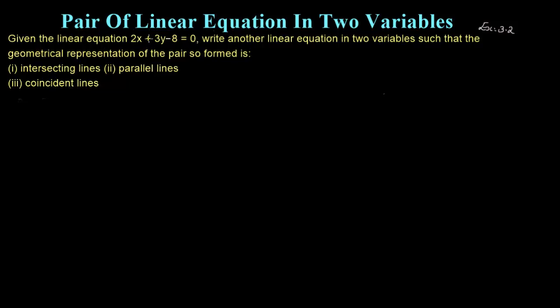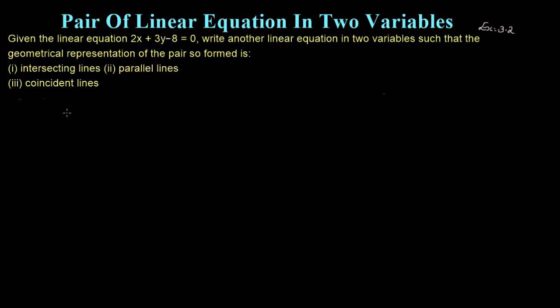So they have given you one linear equation. They need one more linear equation from you by using the same variable. You need to use the same variable and also it should be a linear equation. And the condition is the two equations should be forming intersecting lines, then parallel lines, and then coincident lines. So there are three conditions you need to satisfy.